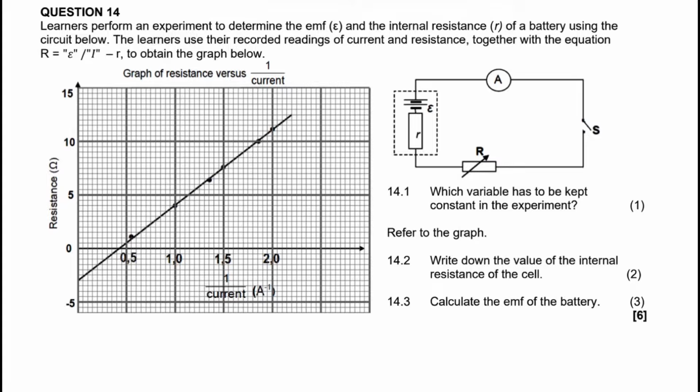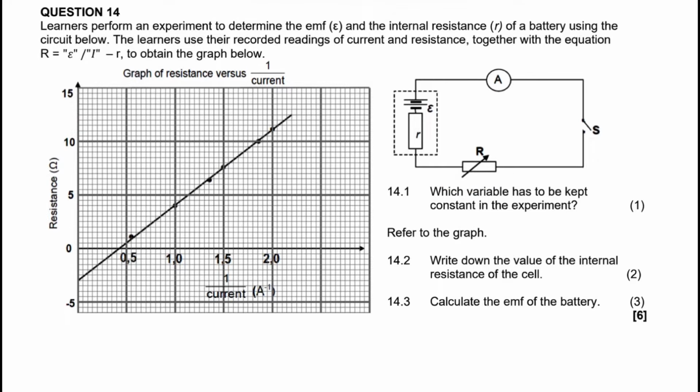This is a graph of an electric circuit. Now, let's cut to the chase. It says a learner performs an experiment to determine the EMF and internal resistance of the battery using the circuit below. Here's the circuit. The learner uses their recorded readings of current and resistance together with an equation. There's an equation, I'll explain that equation, obtained from the graph below. Now, this is the circuit.